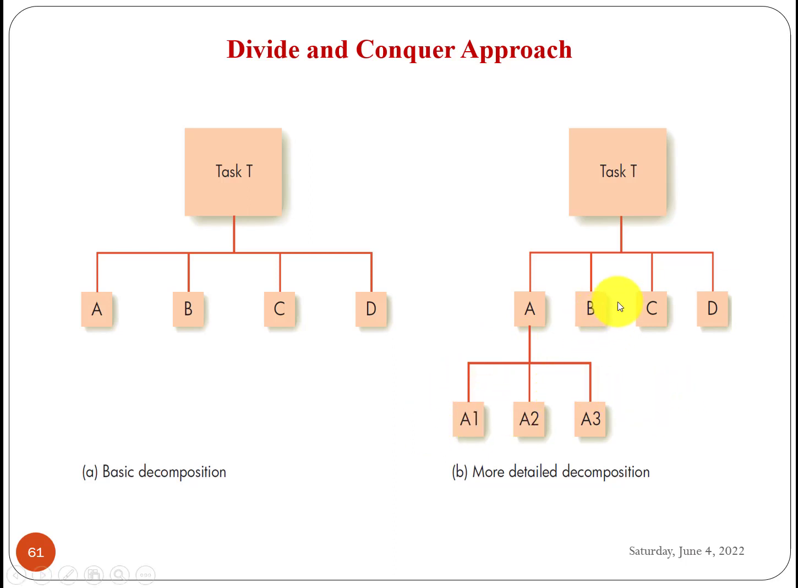Then we separately solve B, separately solve C and separately solve D. Then we find A, B and C having all solutions, and we as a team consider the task T has a solution. So it is a way of divide and conquer approach.